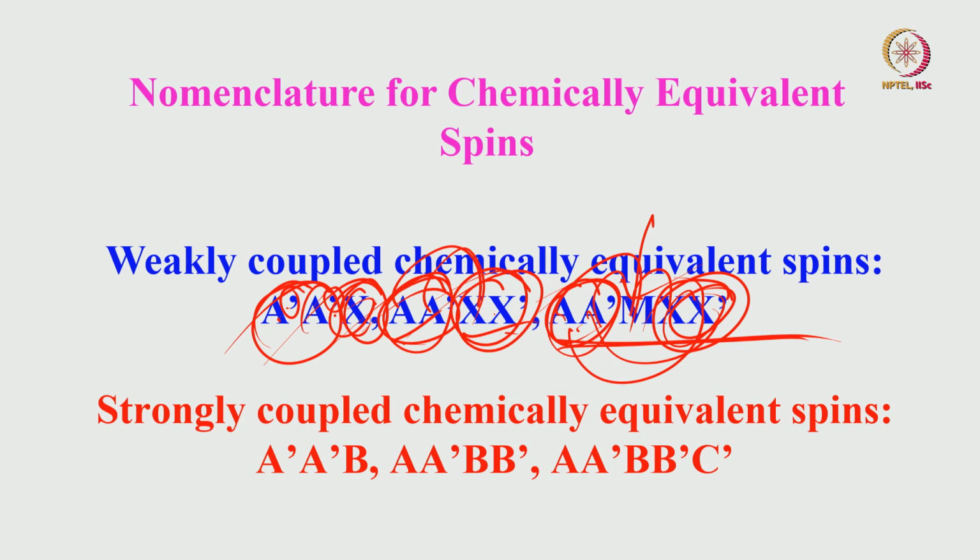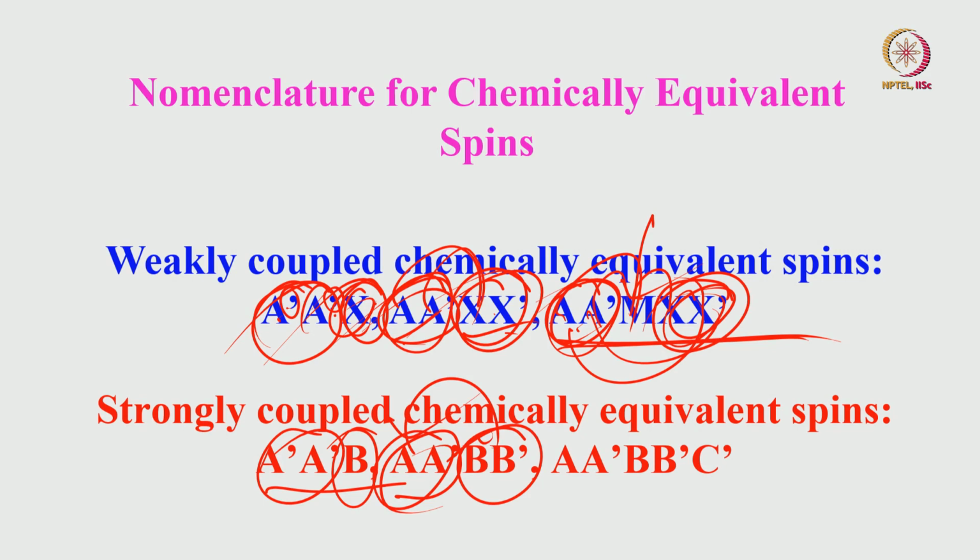Same thing, if they are strongly coupled, it is A prime B. A prime B means A and A prime are chemically equivalent, they are themselves strongly coupled, plus it is coupled to another proton which is next, which is B, to which it is strongly coupled. A prime B prime means A prime are chemically equivalent, B prime are chemically equivalent, and between them there is a strong coupling.